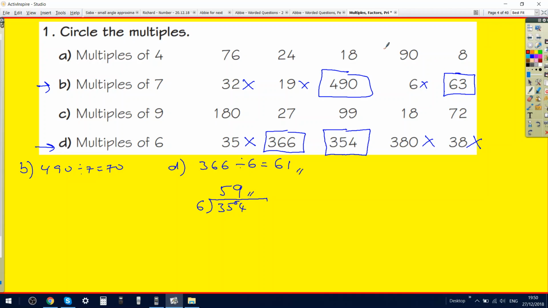So part A, circle the multiples of 4. Well, 8 is 1, because 4 times 2 is 8. 24 is 1, because 4 times 6 is 24. That's okay. How about C, the multiples of 9?